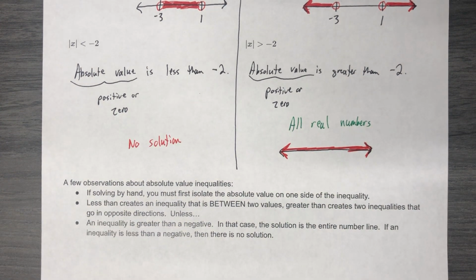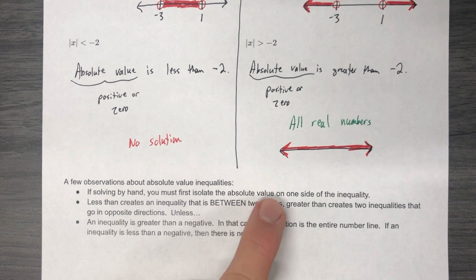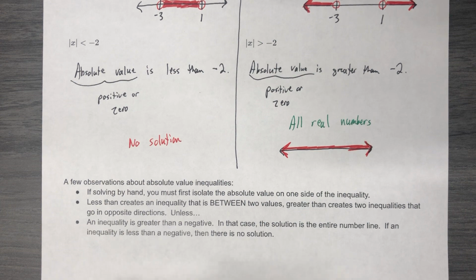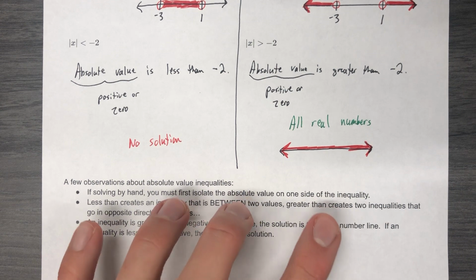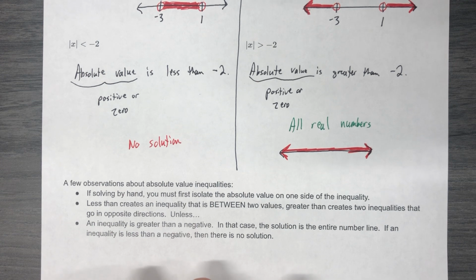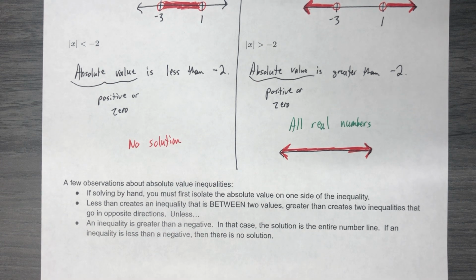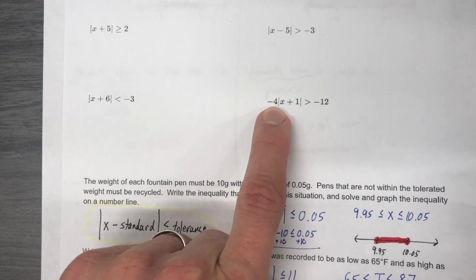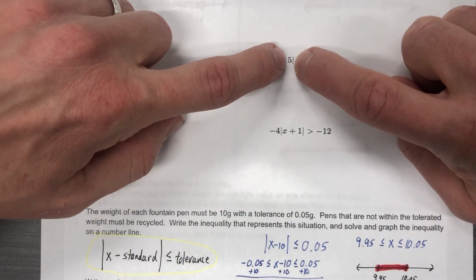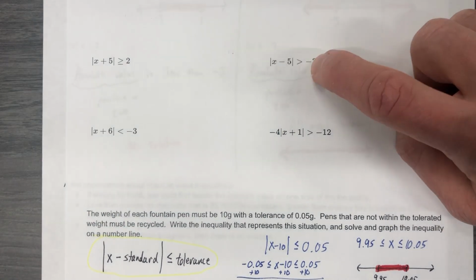Okay, down at the bottom of the page, there are some hints, and here they are. If solving by hand, you must first isolate the absolute value on one side of the inequality. We did not encounter that in this set of notes, on this side of the notes. But we probably will on the other side. A little bit. So for example, we'd have to divide by -4 before we even begin in a situation like that, okay? Or if we had some other number between this absolute value and that inequality, like +2, we'd have to subtract 2, okay?